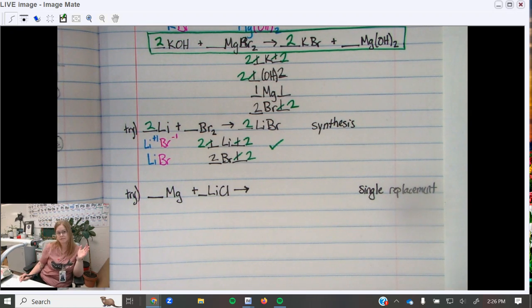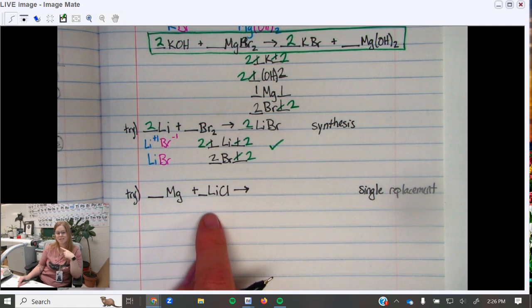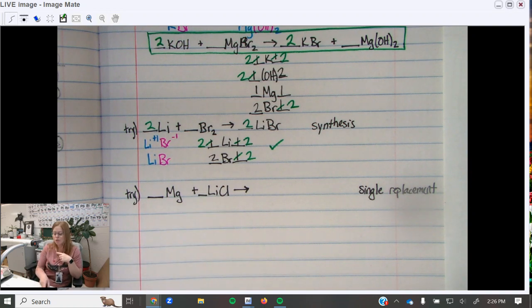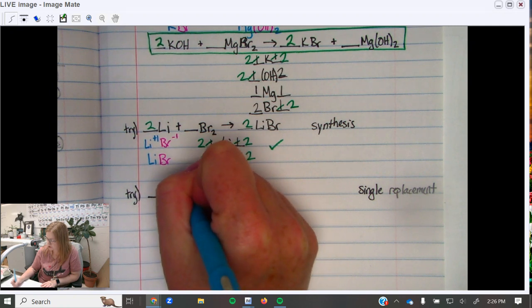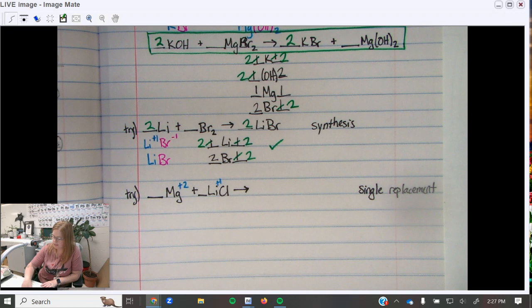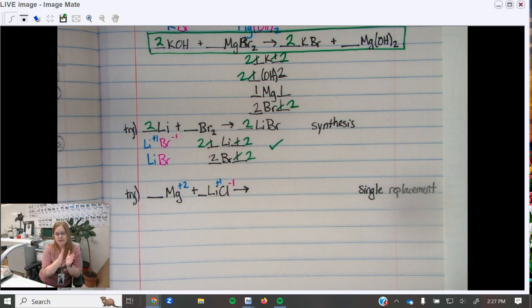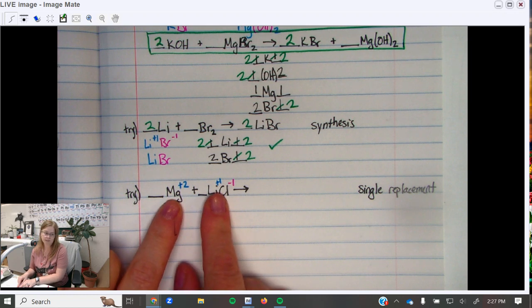Single replacement is sometimes the trickiest because you have to figure out which element is replacing which one, and it's based on charge. So magnesium we've already figured out today is +2. Lithium is +1. And chlorine is -1. Whenever we make a compound, we need it to have a plus and a minus so they can balance each other out. So I'm not going to put lithium and chlorine together because there's no way to balance those.